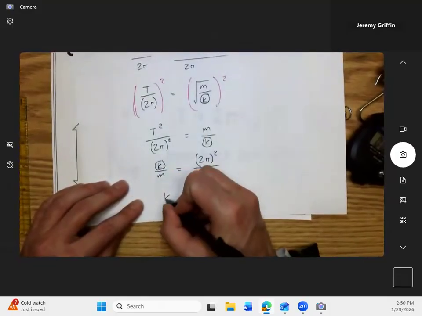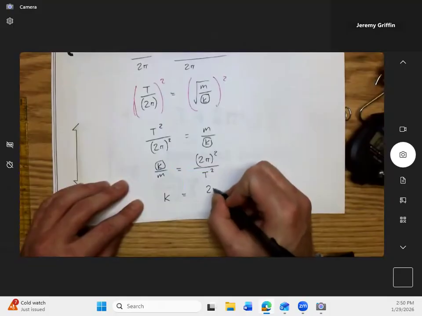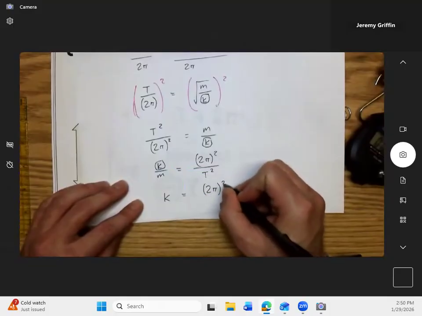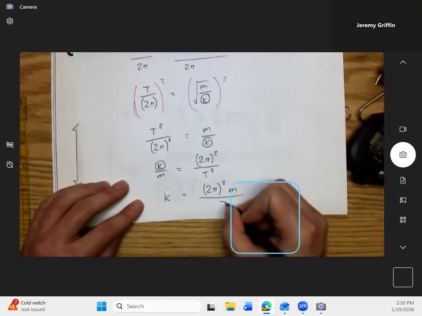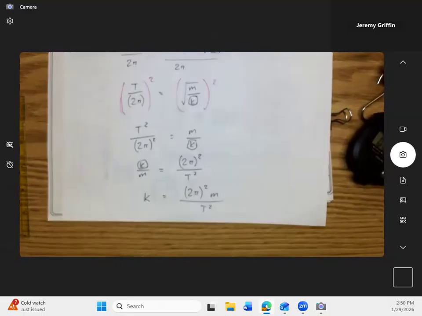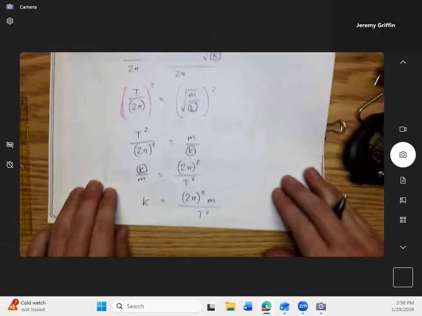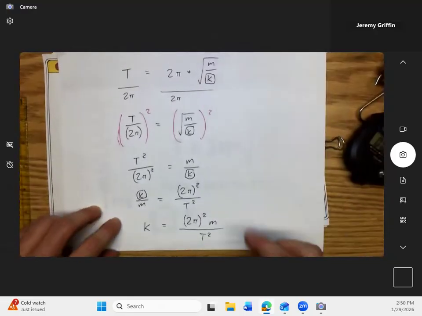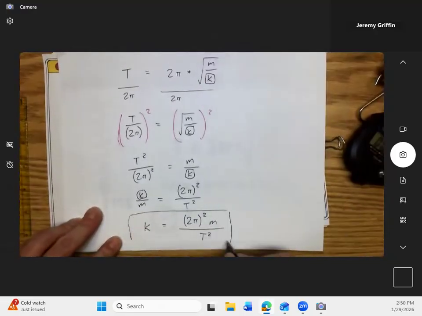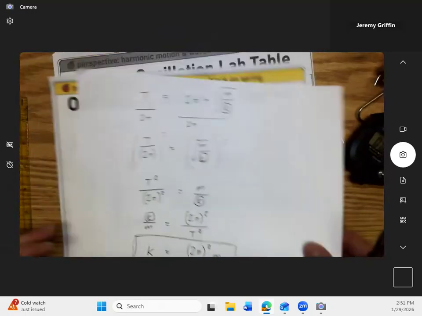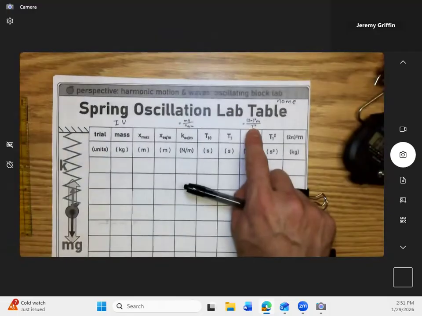Okay. So there's a few ways to get there through algebra. But regardless of what method you use exactly, if you do everything correctly, you should get that result at the bottom. All right, you guys good with all those steps? So this expression right here, 2 pi quantity squared times the mass that's oscillating divided by the time period squared, that is exactly that expression right there.